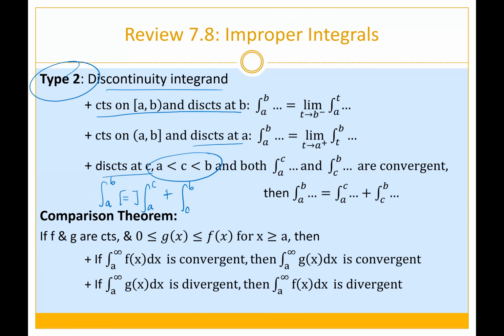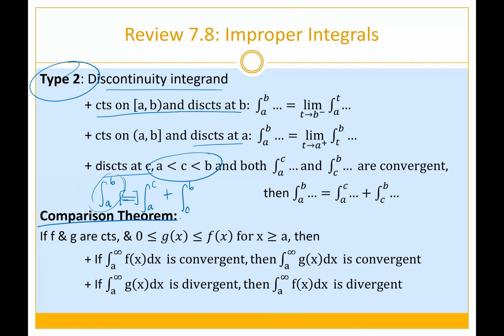So say you find the integral from a to c, and you find it's divergent. You can immediately conclude that the big one is divergent and this equal sign does not hold. Or you can conclude that you cannot find the integral, something like that.